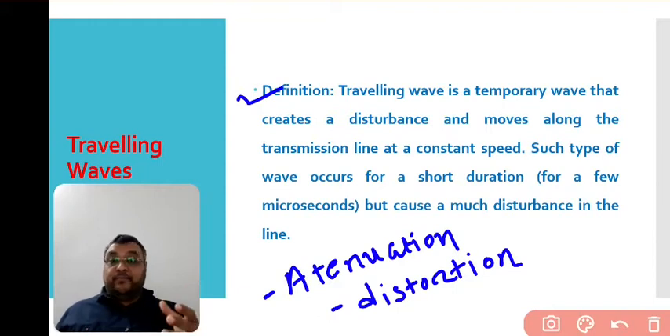When we define attenuation, we can say that it is the decrease in the magnitude of the wave as it propagates along the line. The decrease of magnitude of that particular wave when it propagates, that means when it travels along the line, is called attenuation. If the magnitude value is increased during its travel, that is not attenuation.